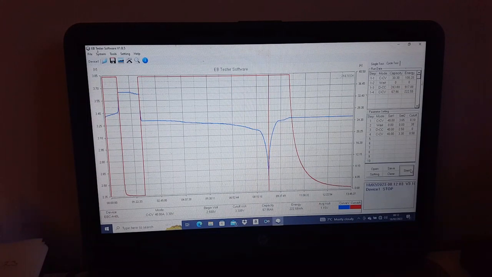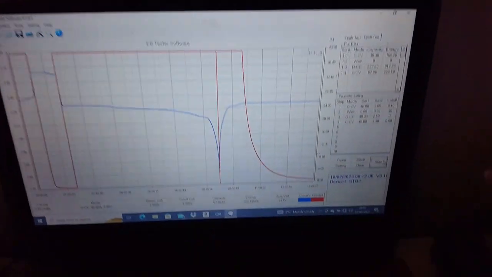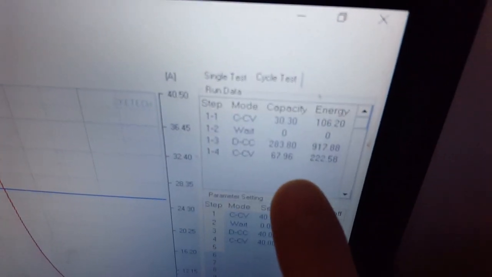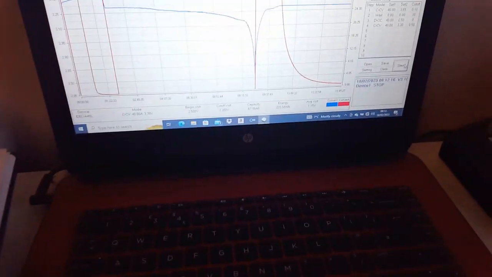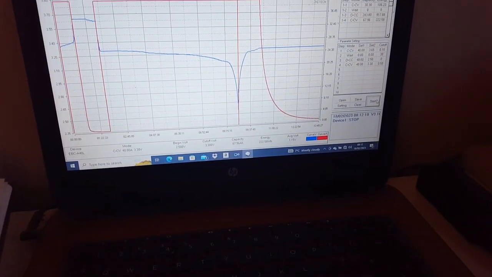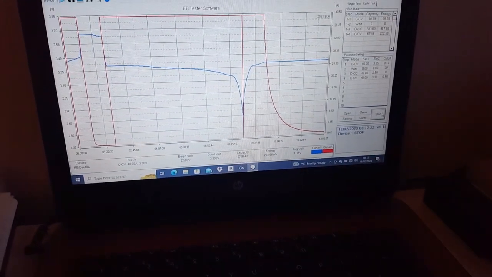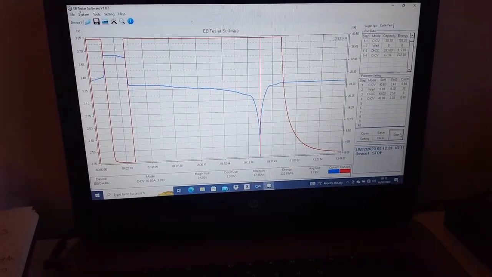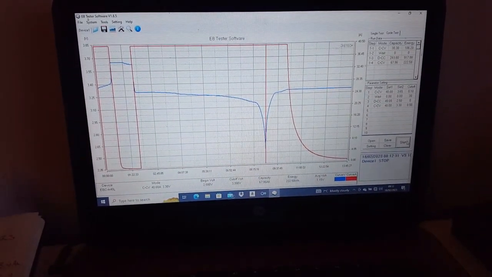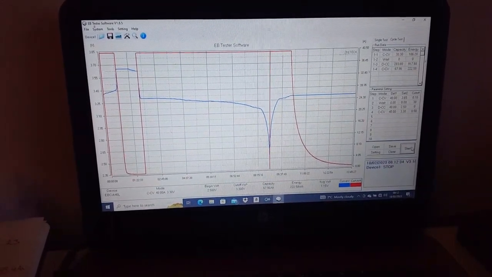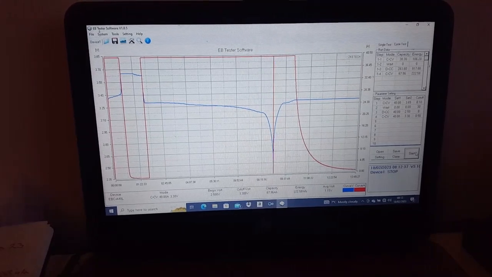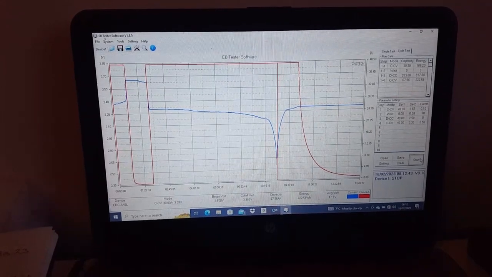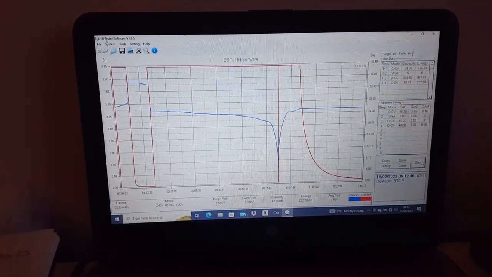So that is numero trois finitoed, and another nice and strong result. 283.8. Lovely jubbly. The Fogstar sticker says it should have been 282,572 milliamp hours. So 282.5 ampere hours was the claimed, and I've got 283.8. So smashed it again. Very happy so far. On to number 4.